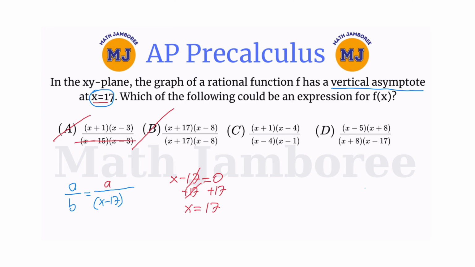In choice C, we have these values. Neither of these has x minus 17 in it. In choice D, these cancel each other out. We needed that because we need only the asymptote x equals 17. And if you look at it, this expression is what we're looking for, x minus 17, in the denominator of choice D. Therefore, the correct answer for this specific question is choice D.